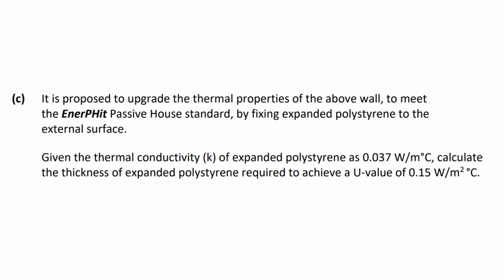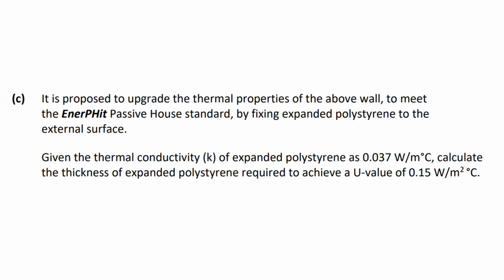Okay, so from the 2020 pre-paper, question 5 U values, part C, we're asked: it is proposed to upgrade the thermal properties of the above wall to meet the Interfit passive house standard by fixing expanded polystyrene to the external surface. Given the thermal conductivity K of expanded polystyrene as 0.037, calculate the thickness of expanded polystyrene to achieve a U value of 0.15 watts per meter squared degree Celsius.